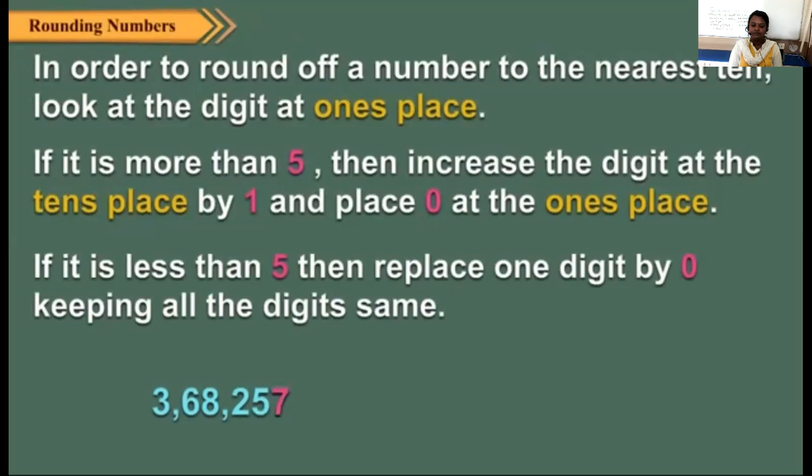Here 7 is greater than 5. So replace the ones digit by 0 and increase the tens digit by 1. Here 3 is less than 5. So replace the ones digit by 0 only.